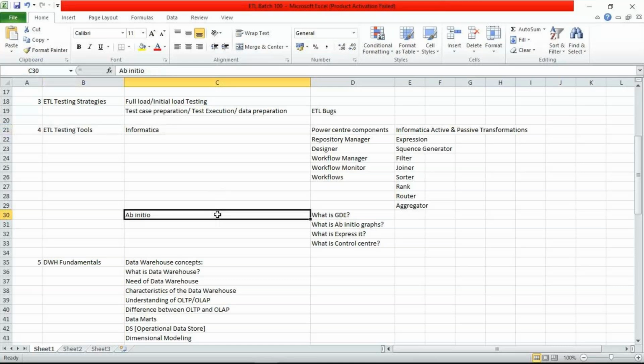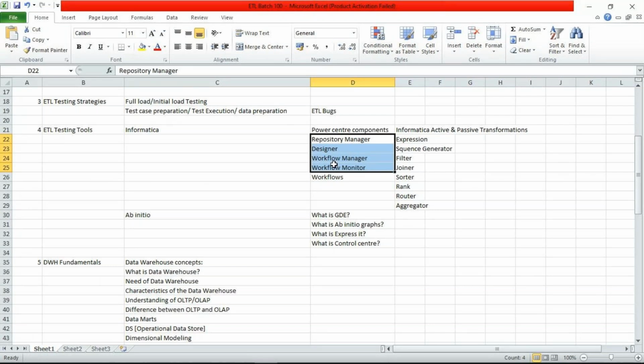Informatica is a widely used ETL testing tool in the industry. Almost 80 to 90% of the ETL industry is covered by Informatica, so we'll see that tool in detail. In Informatica, there are four types of roles for a user. We'll cover all those four roles: repository manager, designer, workflow manager, and workflow monitor. These are the user roles.